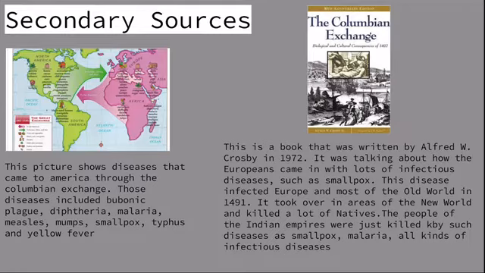Some secondary sources. In the first picture, it shows diseases that came to America through the Columbian exchange. Those diseases include bubonic plague, diphtheria, malaria, measles, mumps, smallpox, typhus, and yellow fever. And the last one is a book that was written by Alfred W. Crosby in 1972. It was talking about how the Europeans came in with lots of infectious diseases such as smallpox.